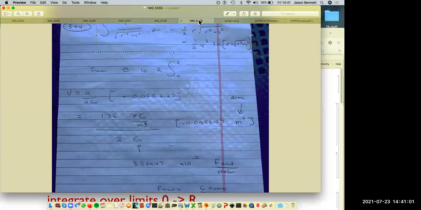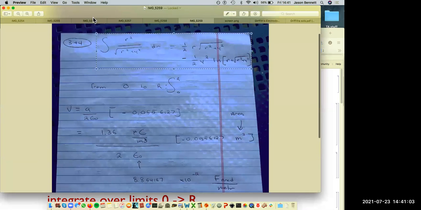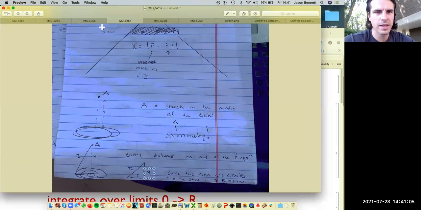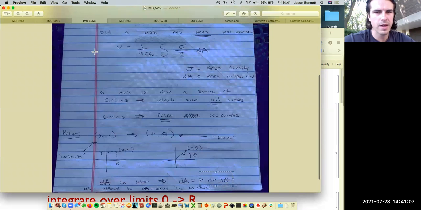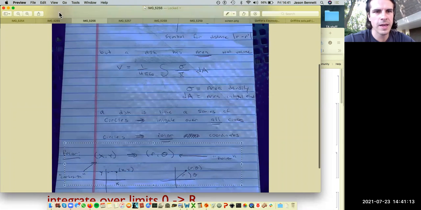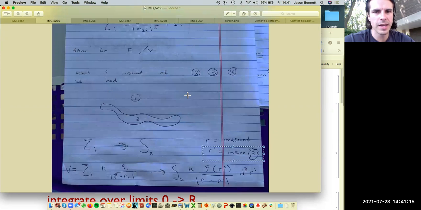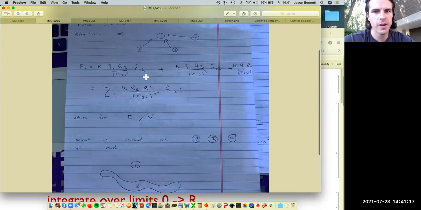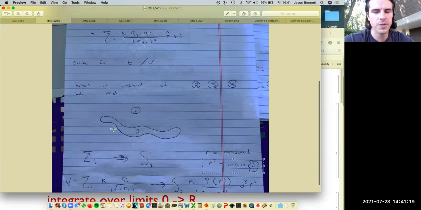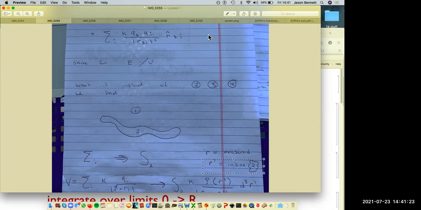Anyway, I think the main part of the problem that was important was changing between different coordinate systems, and the difference between 2D, 3D, and 4D, and a blob of 2D. So hopefully that helps. Thank you so much.